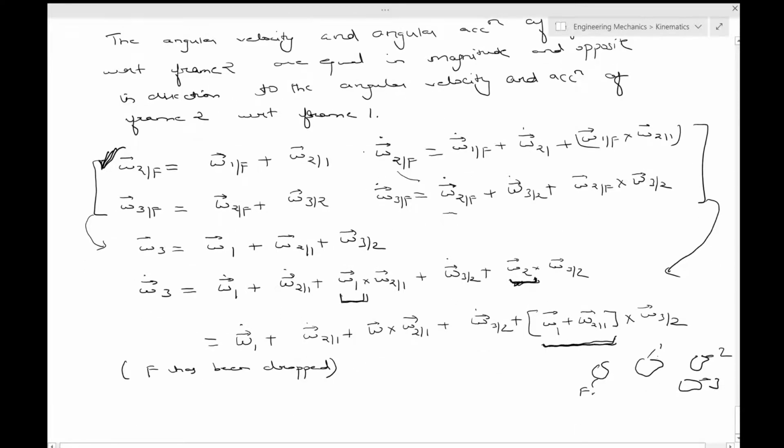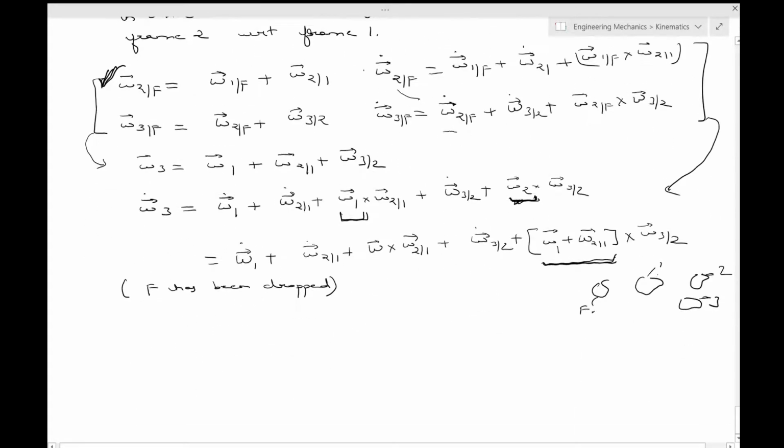So you don't have to, but you should be able to extend it to n interconnected bodies.